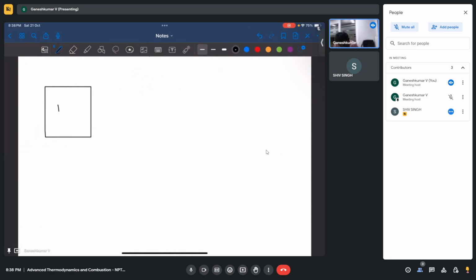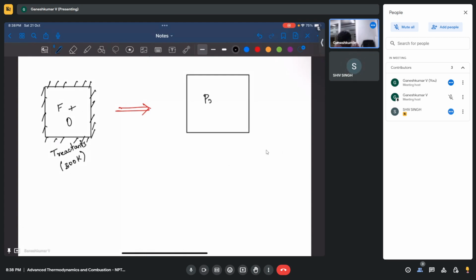So here is where your fuel and oxidizer are. It is at T reactants, say 300 Kelvin. Okay. Now this is an adiabatic container. Now, if you leave it like that, what happens?